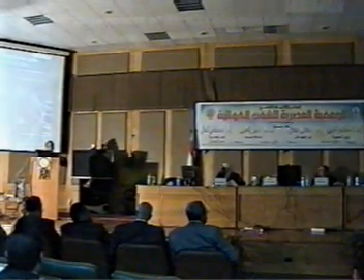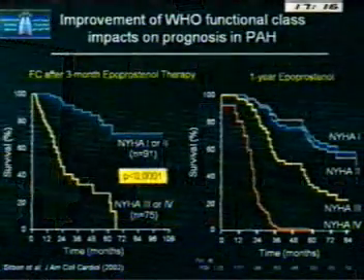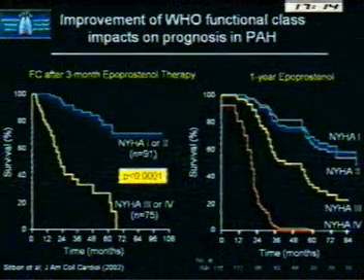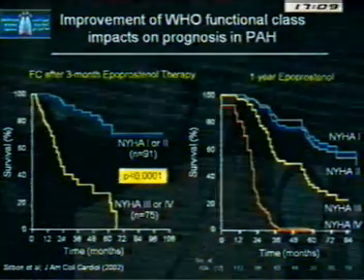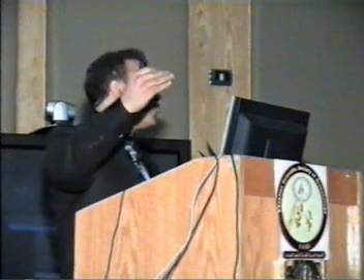Furthermore, if the patient failed to improve after 3 months of treatment with basically prostacyclin treatment, again, those patients do not do very well, and the mortality is much higher than those who improve with treatment to class 1 or 2 in NYHA.